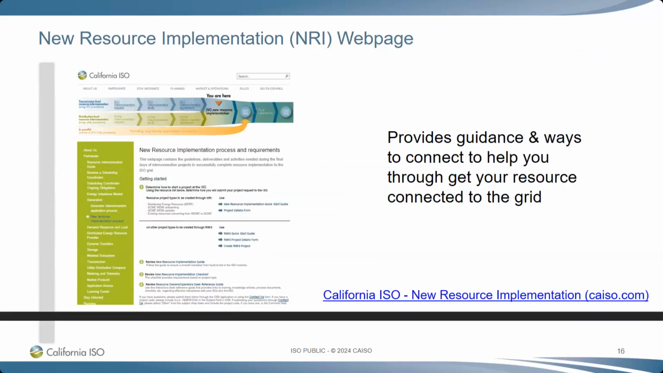You can also find this on the new resource implementation webpage. It provides you guidance on how to connect your resource, how to get through the testing, and who to connect with from the NRI group. They're a great group that is looking to improve their processes, and so they're trying to make that even more helpful. So this is a good resource, and this tool can be found on their webpage as well.